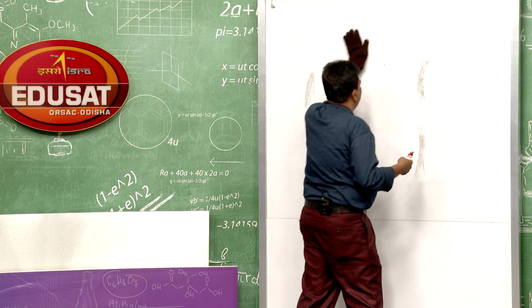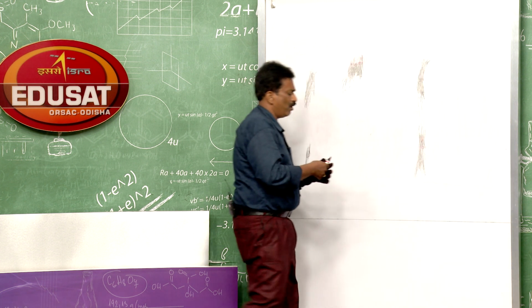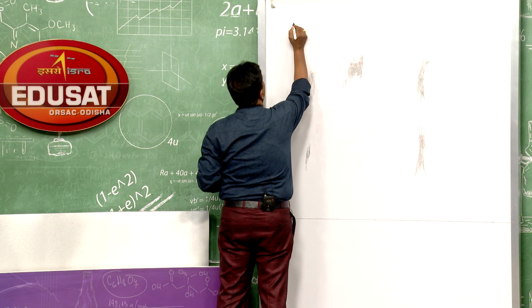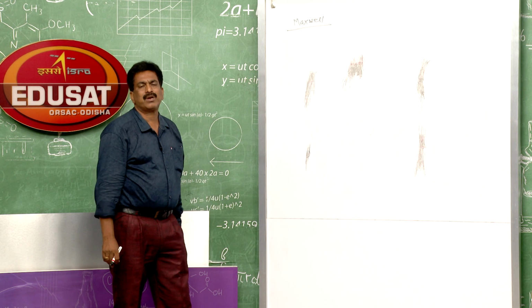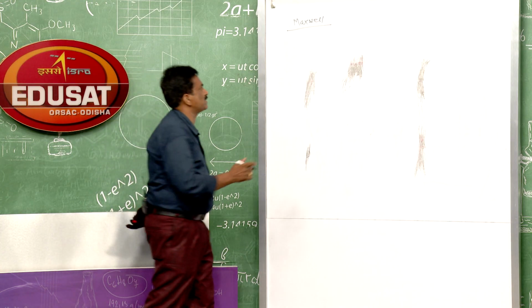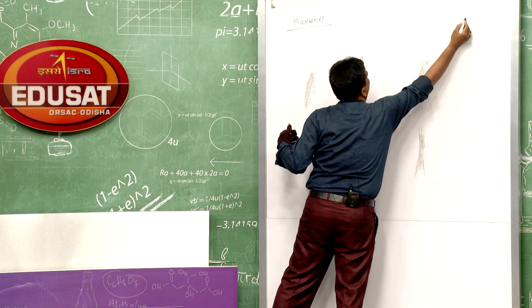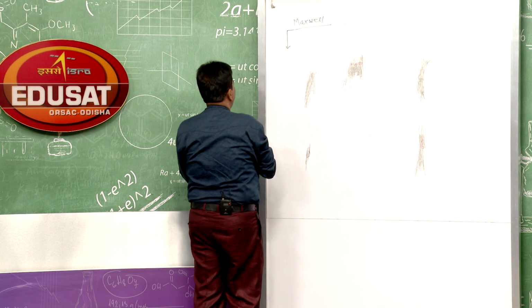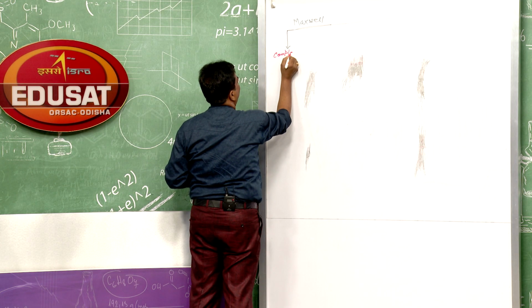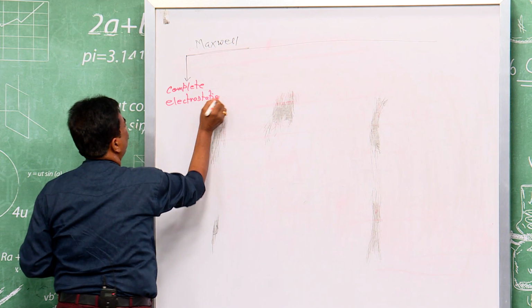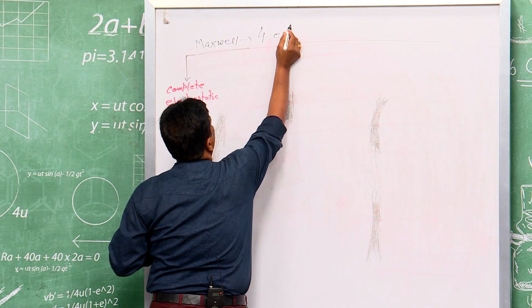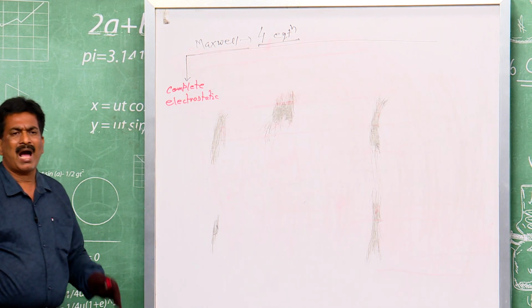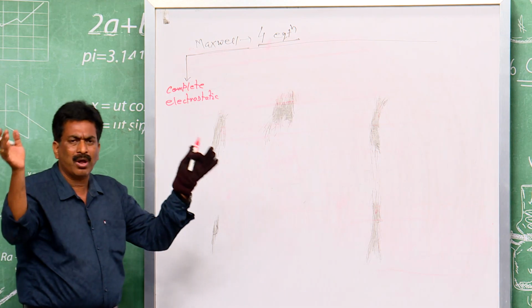Suppose you have different branches of physics. According to Maxwell, the whole of physics is unified into only four equations. Maxwell has provided four equations, and these four equations unify the whole of the branches of physics.